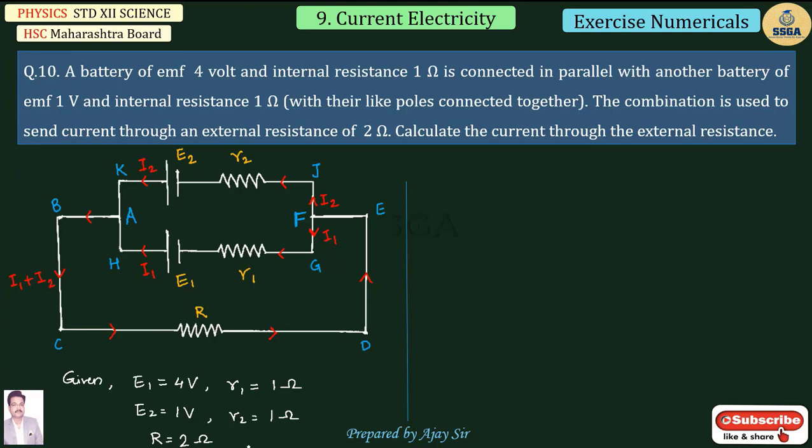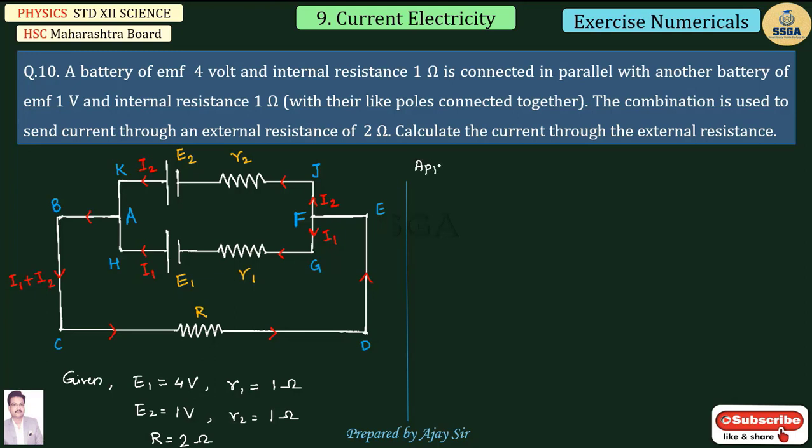Now let us apply Kirchhoff's second law. We have to consider any loop. So let us consider this loop A, B, C, D, E, F, G, H and A. Let us consider this lower part loop. Let us apply the Kirchhoff second law to this loop.